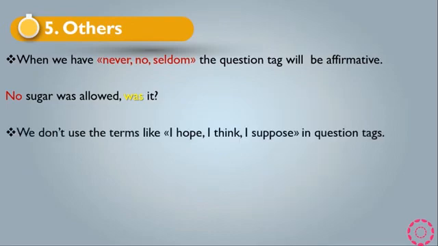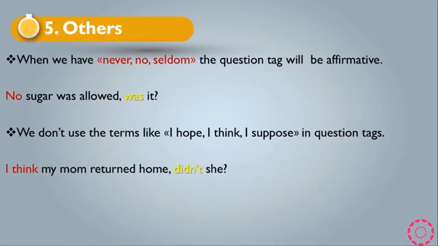Another point: we don't use terms like I hope, I think, or I suppose in the question tags. You have to memorize that. For example, I think my mom returned home, didn't she? We cannot say didn't I think. So we just look at the sentence. Returned is past simple, so we say didn't because it's positive, and it becomes didn't she.